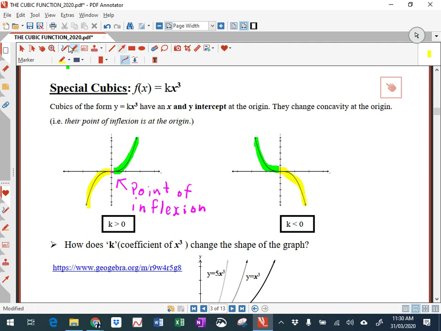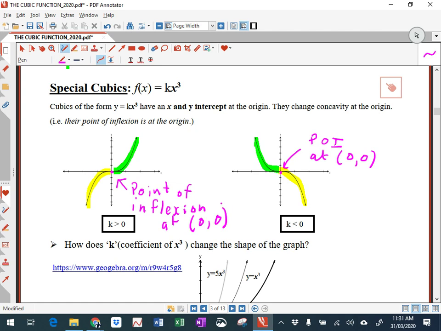Okay. And going back to the pen. So I want you to put a little dot at the origin there. That is a point of inflection. Now, just for abbreviation, I'm going to write POI. The point of inflection is at 0, 0. I might just add that in here as well. Point of inflection at 0, 0.